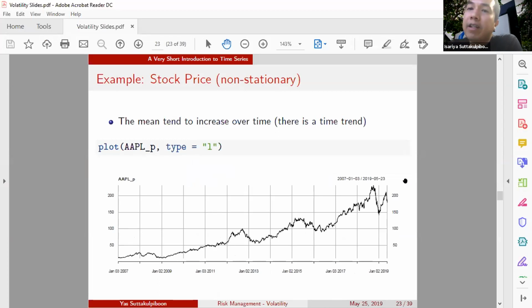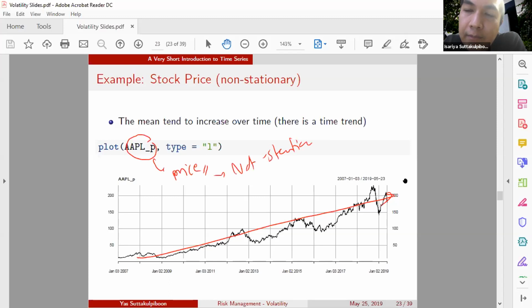If there's a trend over time, obviously this is not stationary. For example, I plot the price. If you have a time series of a price or a price process, this is not stationary. If it's not stationary, then we would have to use a non-stationary time series model to model the price, for example a model with a time trend. But we're not going to talk about that in this class. We're just going to focus on something that is stationary, for example, the returns.